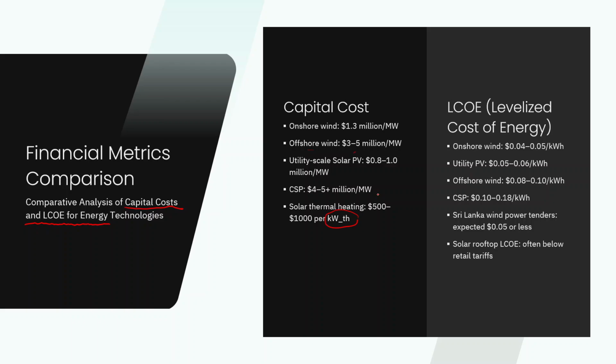And if you look at the levelized cost of energy, onshore wind turbines have around $0.04 to $0.05 per kilowatt hour, and utility PV has $0.05 to $0.06 per kilowatt hour. So you can compare different technologies by looking at these numbers. Whereas CSP has $0.1 to $0.18 per kilowatt hour, right? And if you look at Sri Lanka's wind power tenders, they are expected to be somewhere around $0.05 or less.